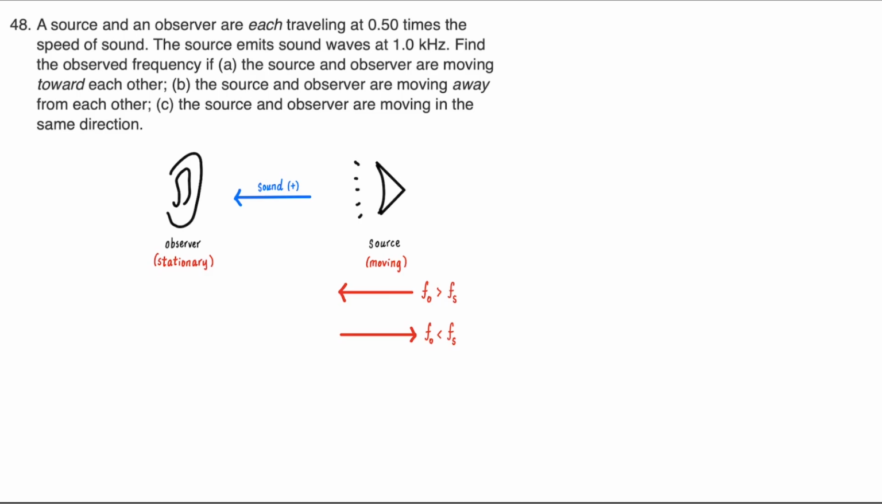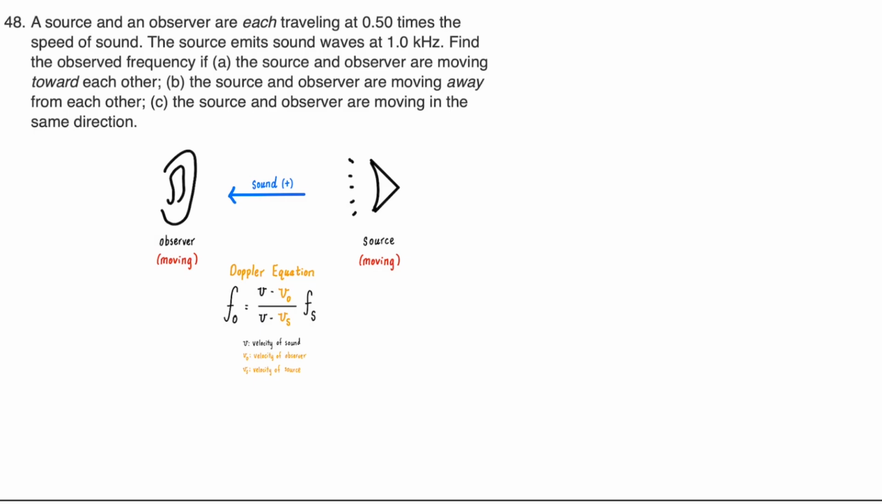And to re-emphasize, the observed frequency is the frequency at which the observer perceives the sound to be, whereas the source frequency was the initial frequency of the sound right after it left the speaker, or the source. Things get a little bit more complicated if both our source and observer are moving. In this case, we can use the Doppler equation to calculate the exact value of the observed frequency given the velocity of the sound, observer, source, and the original source frequency.